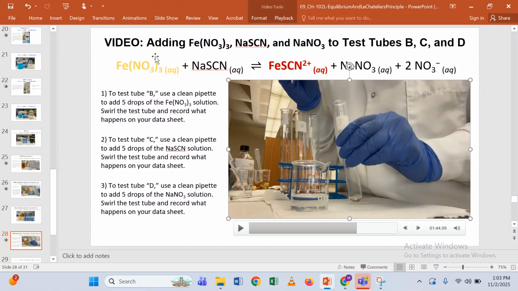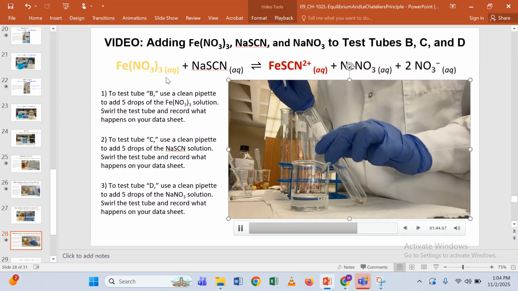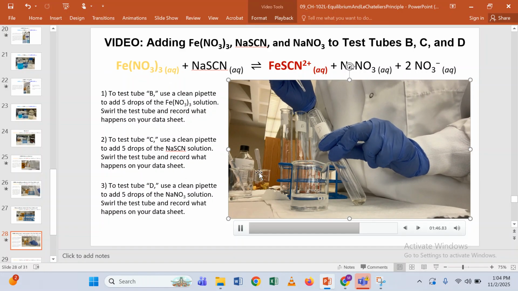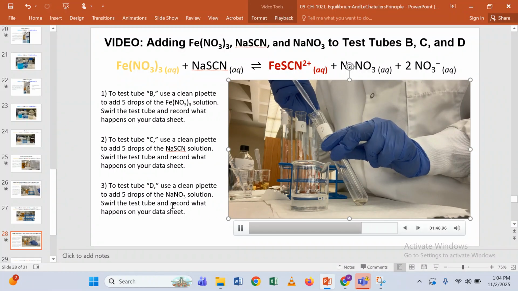We were able to see a much better observation for the Fe(NO3)3. We did see a very dark red color. For the NaSCN, we did not see as much, but we did shift to the right. Now, for the last one, we're going to be adding a product. NaNO3 is on the right side. So again, if we add it, we expect this to go to the left and stay yellow. But let's see. Is it going to be more yellow or is it going to be red?